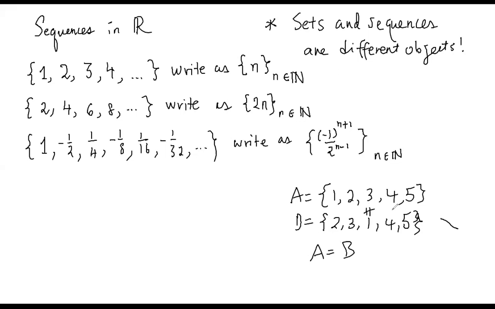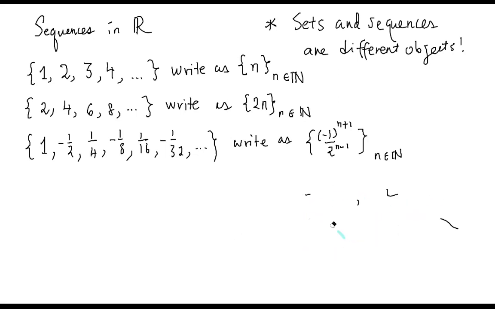So when you talk about sets, you don't care about the order. But if you talk about sequences, you care about the order of numbers in the list. Right, so I'm going to give you some examples of sequences and how we write them.